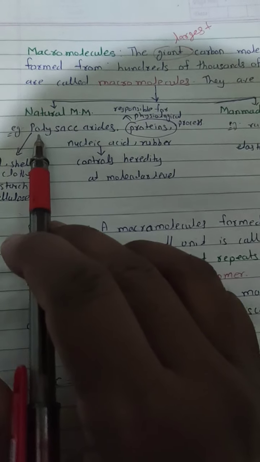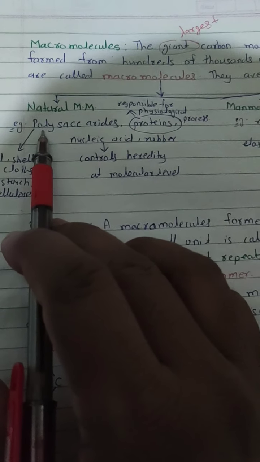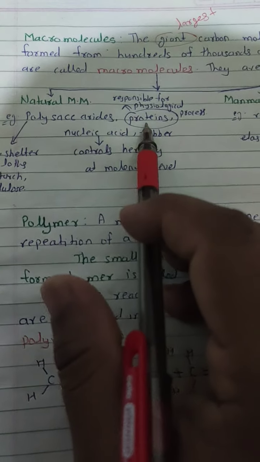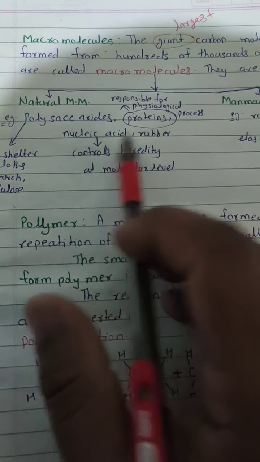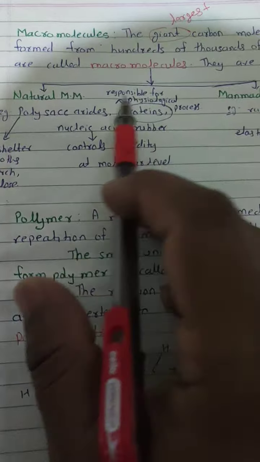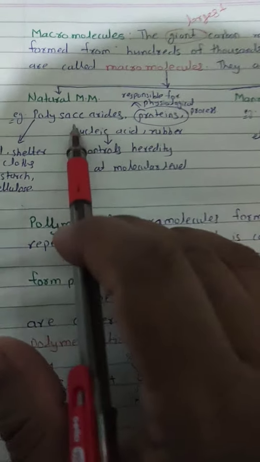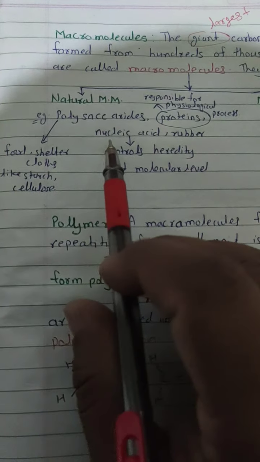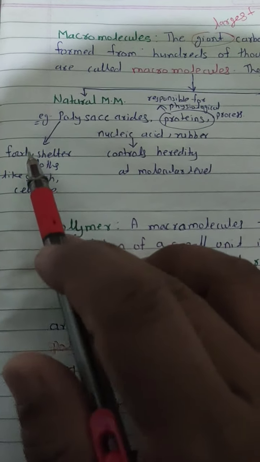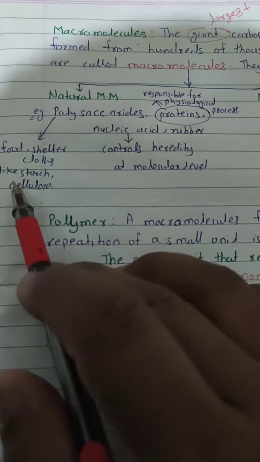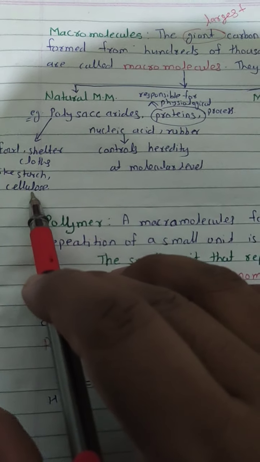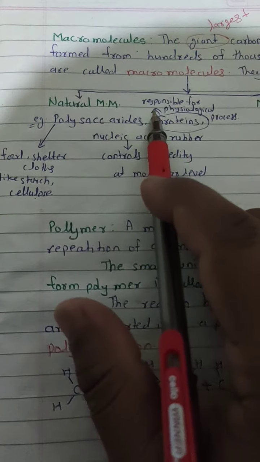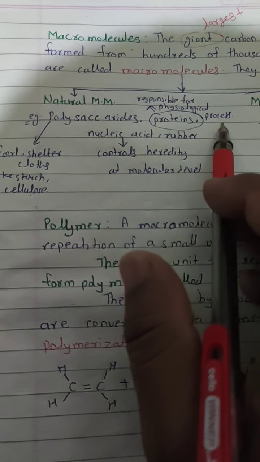What is in natural? See, examples are there: polysaccharides, proteins, nucleic acid, rubber, etc. These all are natural. So what is the function of polysaccharides? They provide food, shelter, cloth, like starch and cellulose. And protein is responsible for physiological processes.